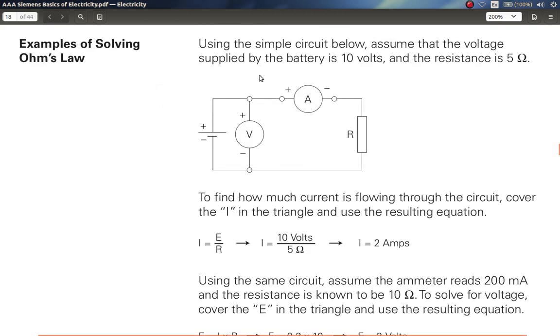Examples of solving Ohm's law. Using the simple circuit below, assume that the voltage supplied by the battery is 10 volts and the resistance is 5 ohms. To find how much current is flowing through the circuit, cover I, because we want current, in the triangle and use the resulting equation. I is equal to E over R. 10 volts divided by 5 ohms is 2 amperes. So we have 2 amperes here, 2 amps.